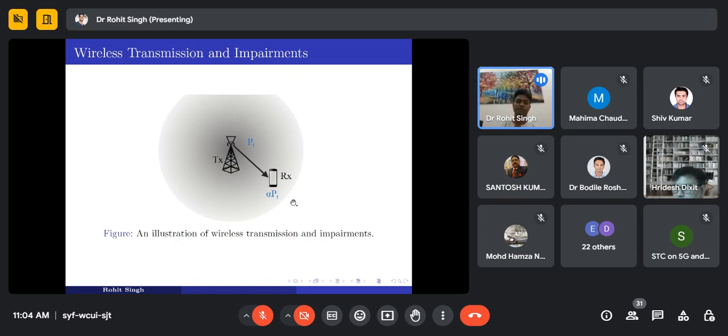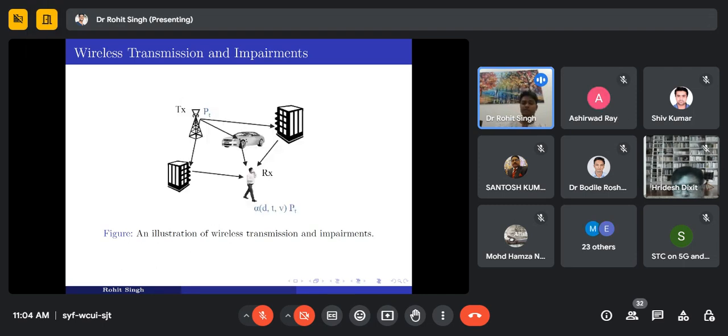Alpha is obviously less than the unity factor 1, so alpha is always less than 1. This is due to environmental degradation. Whenever we try to transmit something from the base station, it experiences some sort of degradation and impairment. The first impairment is the distance: it depends on the distance how much power will reach the end user. Also, it depends on time.